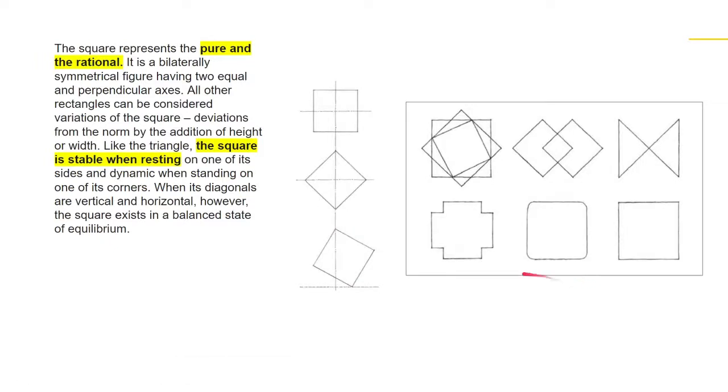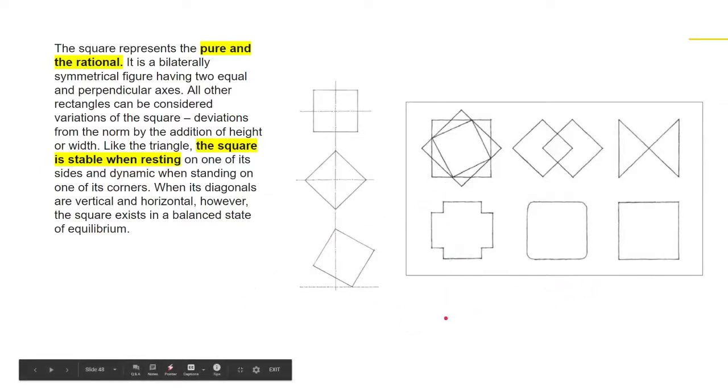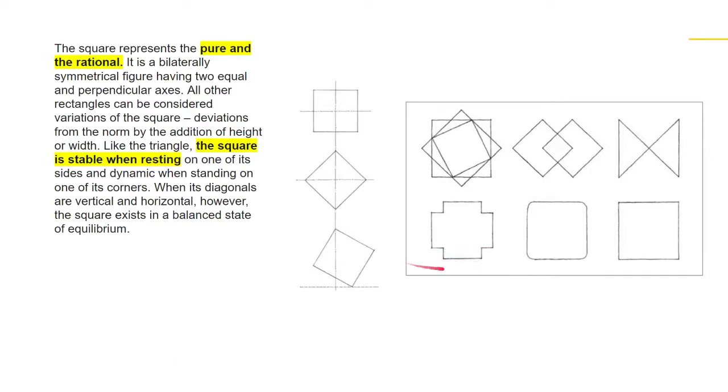So the square represents the pure and the rational. It's a bilaterally symmetrical figure having two equal and perpendicular axes. All other rectangles can be considered variations of the square, your deviations from the norm. You might be adding height or width or an extension to the square.